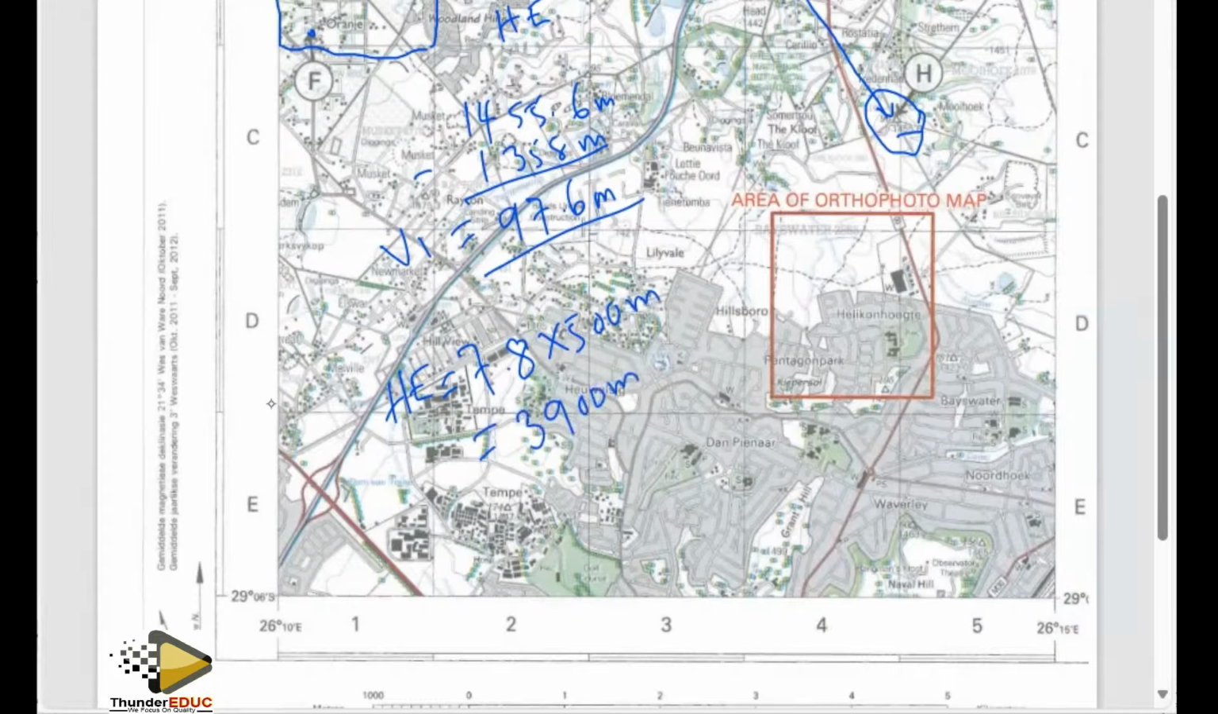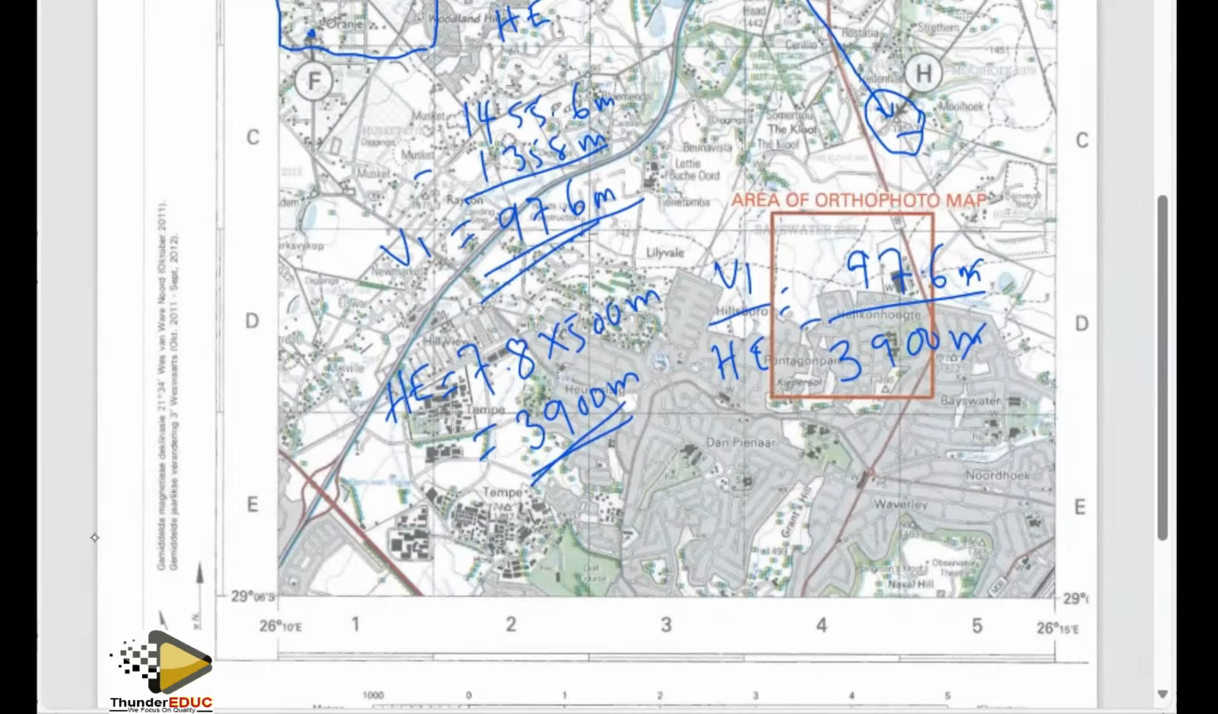This is our HE. So coming back to our formula, we are now taking our HE and our VI according to what we have calculated. So now VI over HE is equal to 97.6 meters over 3,900 meters. The meter is going to cancel with the meter. Now we remain with 97.6 over 3,900. Remember gradient, we have to make this one unit or equal to 1. The numerator has to be 1 always.